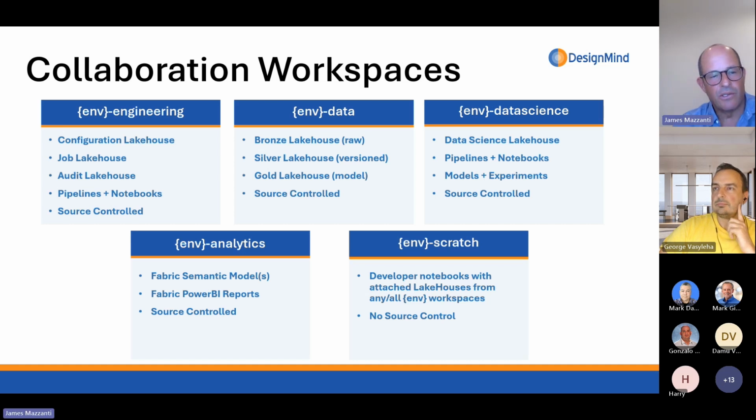Engineering: these are all our generic stuff. This is our framework. The framework has a configuration concept, a job concept, an auditing concept, generic pipelines and notebooks, and everything's in source control. The data workspace is the business data. The engineering stuff, our configuration, our jobs, is really processing data that we decided to keep in a separate workspace.